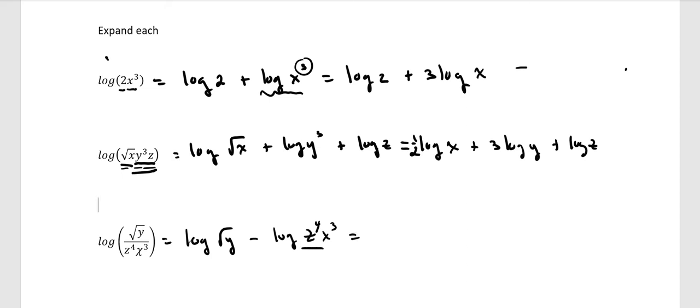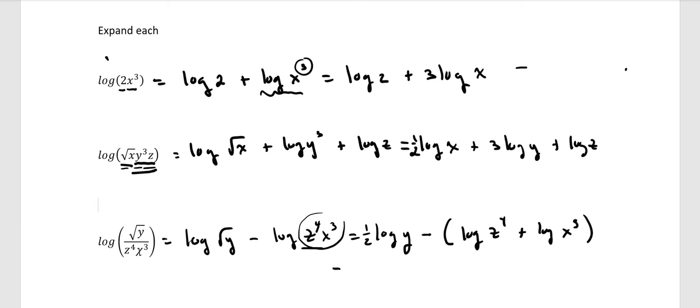This now can be expanded. Well, actually, let me back up. So this y to the 1/2, we can write this as 1/2 log y minus. Now this can be expanded again using the log of a product. So that's going to be log z to the 4th plus log x to the 3rd. And now, distributing the minus sign and applying rule number 1, this would be 4 times log z minus 3 times log x.